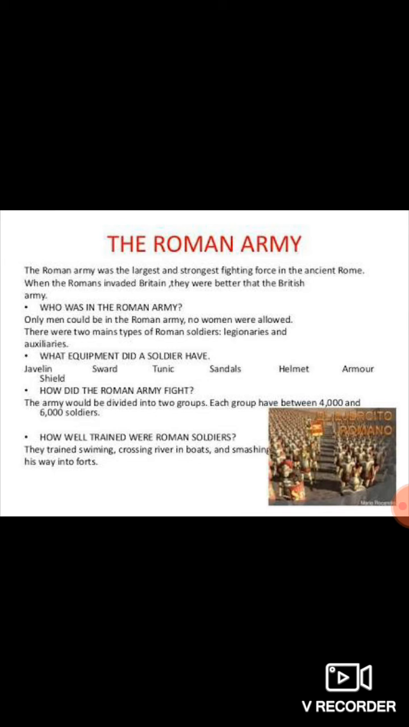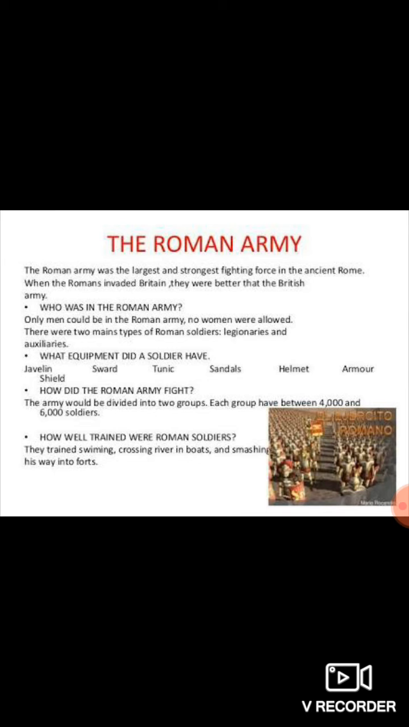Now, the question is, who was in the Roman army? Only men could be in the Roman army, no women were allowed. There were two main types of Roman soldiers, the legionaries and the auxiliaries. What equipment did a soldier have? They had a javelin, sword, tunic, sandals, helmet, armor, and shield.